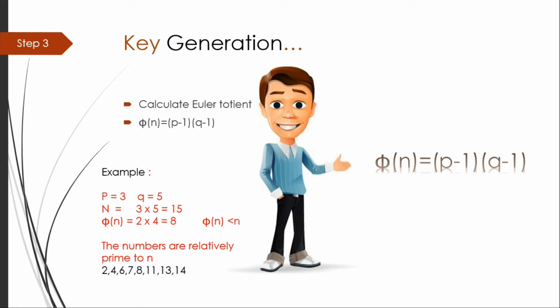Now consider an example. I take two prime numbers. Let it be P equal to 3 and Q equal to 5. The product of these numbers is 15. Then the Euler totient is 8. That means there are 8 numbers less than 15 and relatively prime to 15. That means the greatest common divisor of 15 and each of these numbers is always 1.